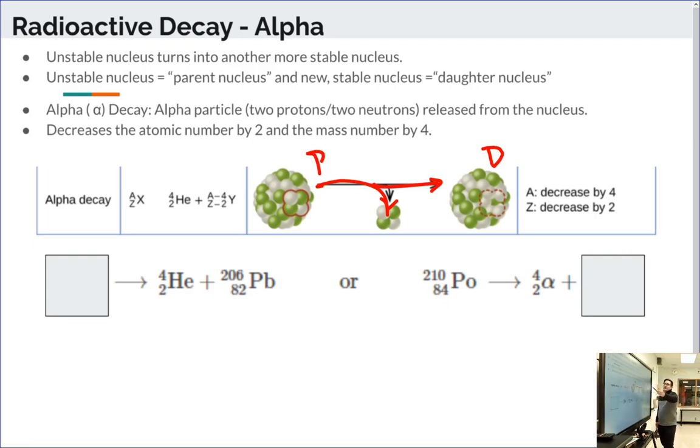This little letter right here is the Greek letter alpha. It just looks like a fish. So what you'll see on your homework, when you're doing this, you can either write this as helium or you can write this as alpha. So I'm going to do the same problem using both, and we're going to see what I mean by that. All right.